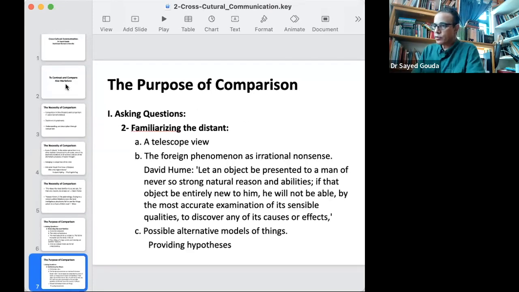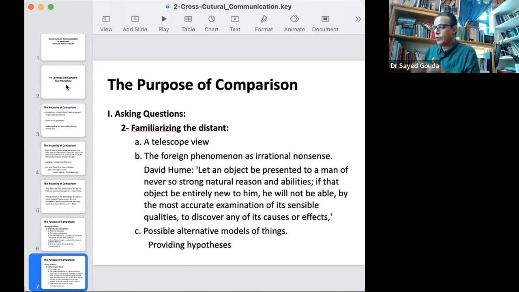The second thing we should do is familiarizing the distance. Familiarizing. When we go overseas, maybe the whole society we live in is so foreign to us. So we need to familiarize ourselves with this foreign culture. So we need here to use a technique called a telescope view. This is not a reverse telescope. No. We use the telescope in the usual way, meaning to magnify things, meaning we get closer to that local, to that foreign society, which is foreign to us.